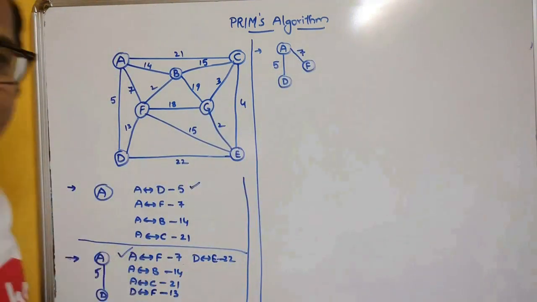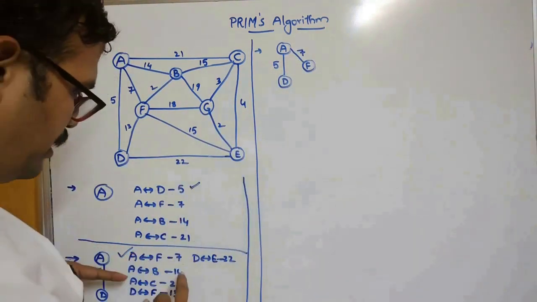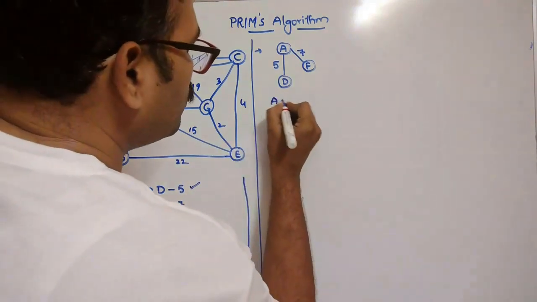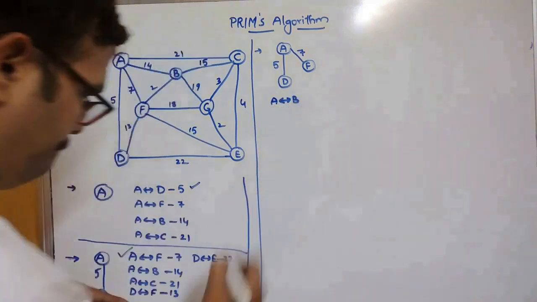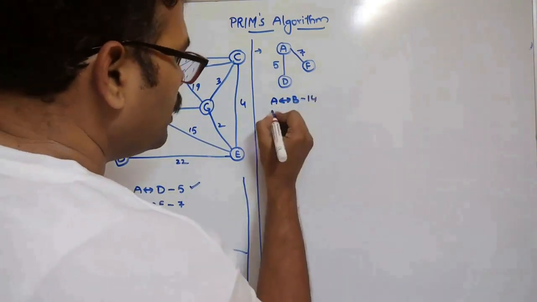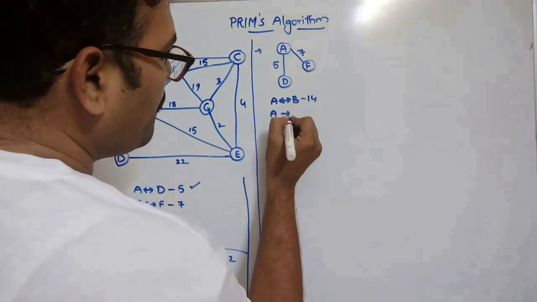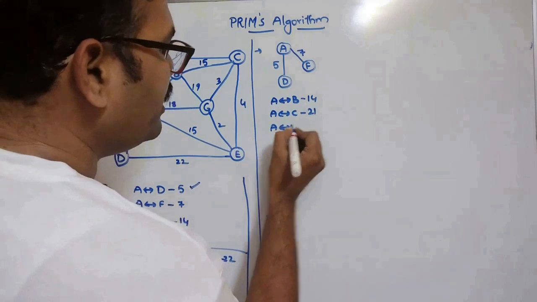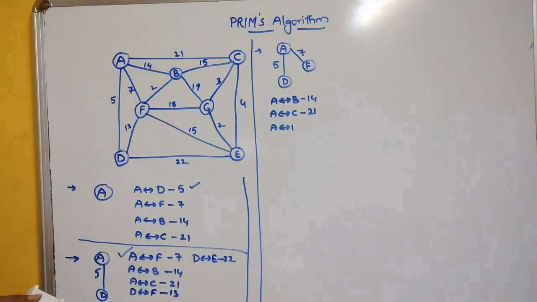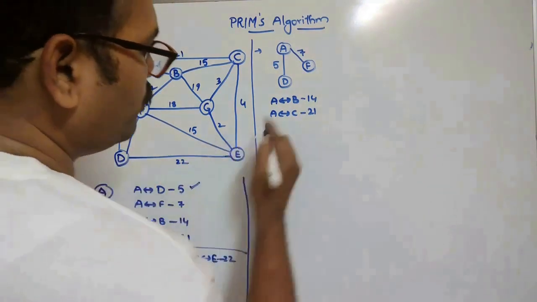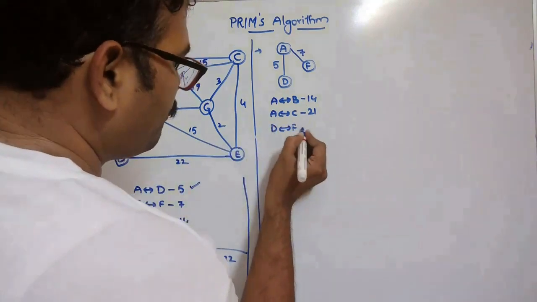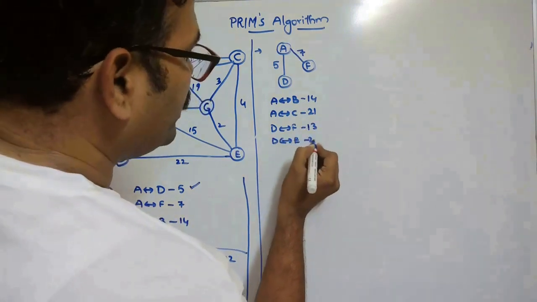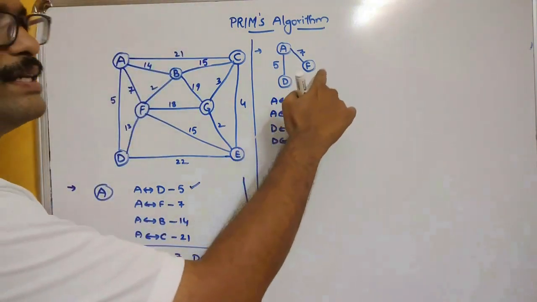So what are the remaining edges? See, after this one, what are the remaining edges? You simply go with this one. So A to B with a 14. Next, A to C with a 21. Sorry, D to F. So D to F with a 13, and D to E with a 22. Now we are having one more vertex, that is F.